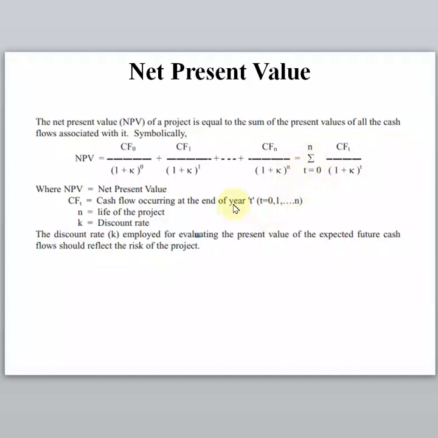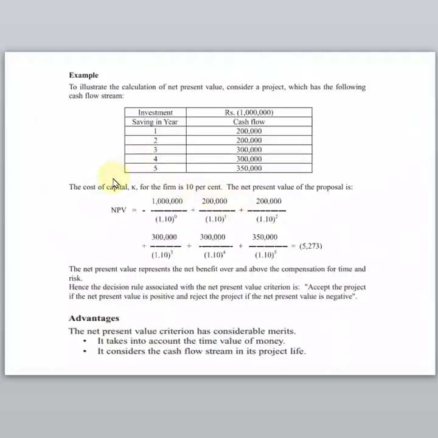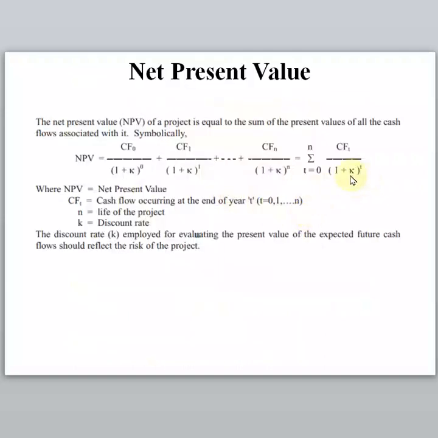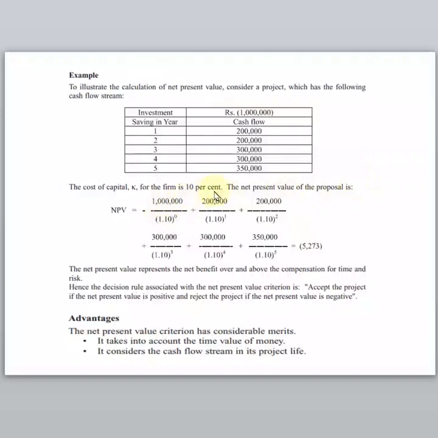Now we are going to see an example. There is an investment of 10 lakh rupees in a project, and we are going to see how the cash flow and net present value work. For the first year, the net cash flow is 2 lakh. For the second year 2 lakh, then third year 3 lakh, fourth year 3 lakh, and fifth year 3.5 lakhs. Here the cost of capital K, or the discount rate, is 10%.